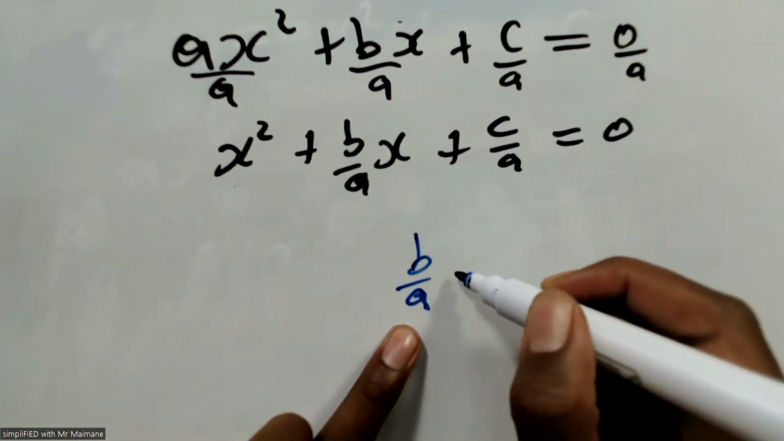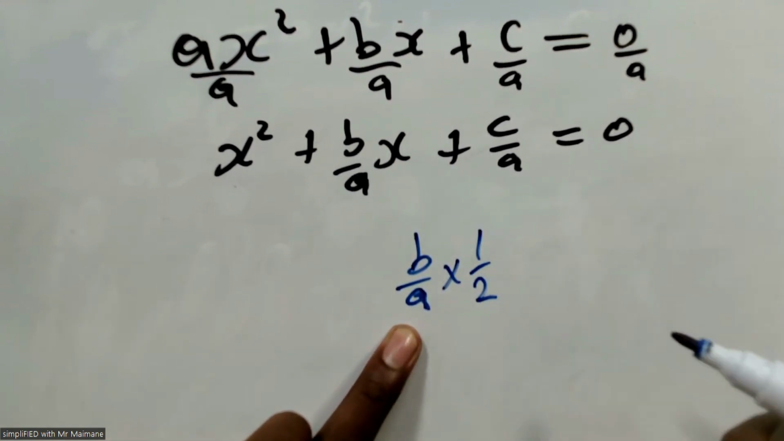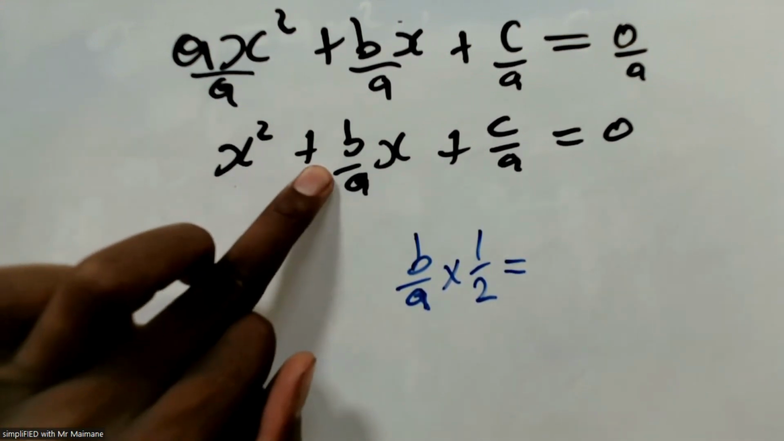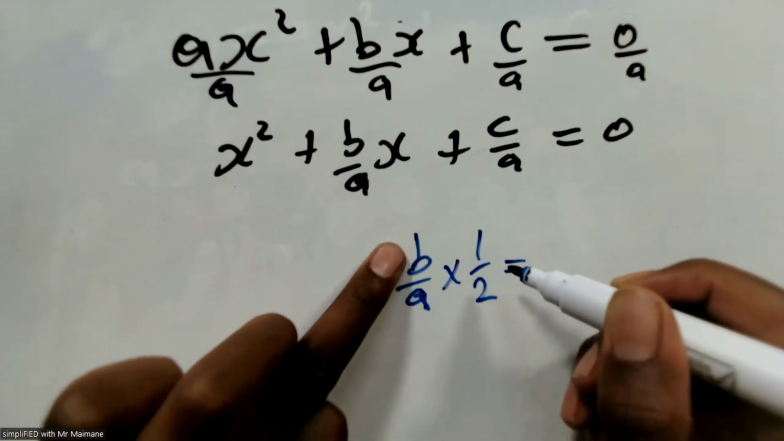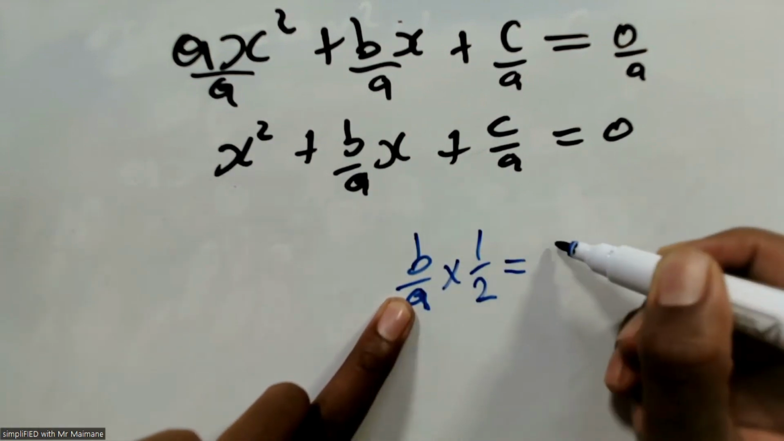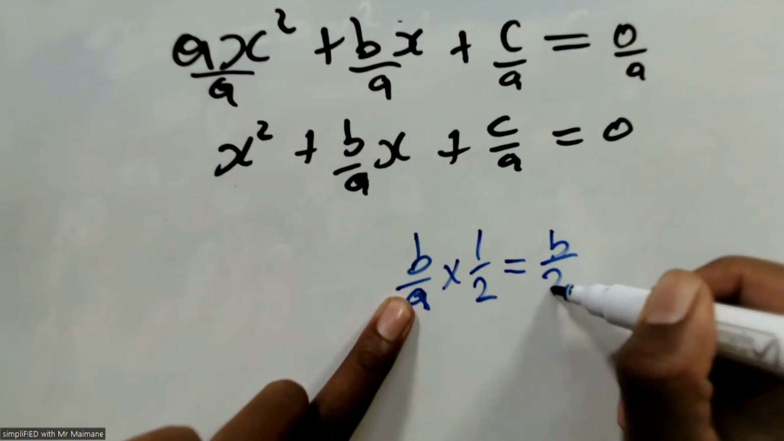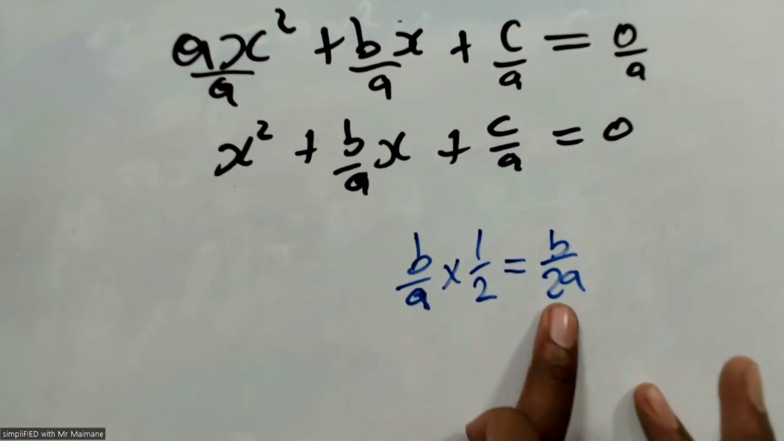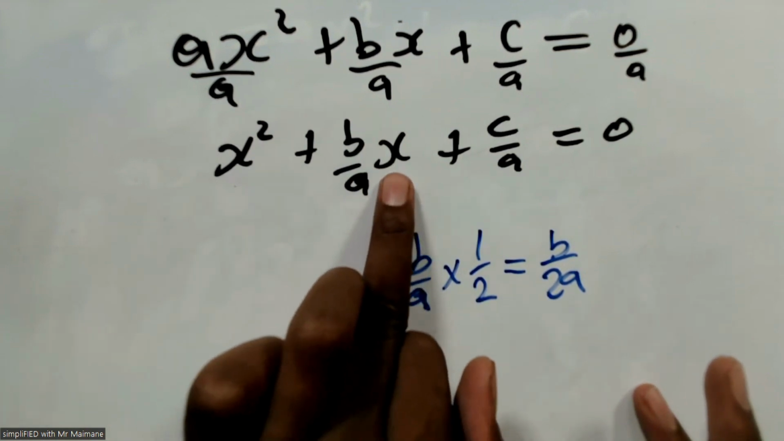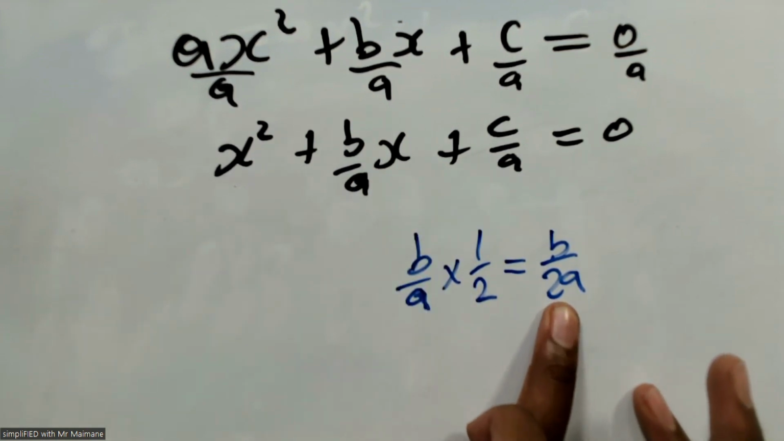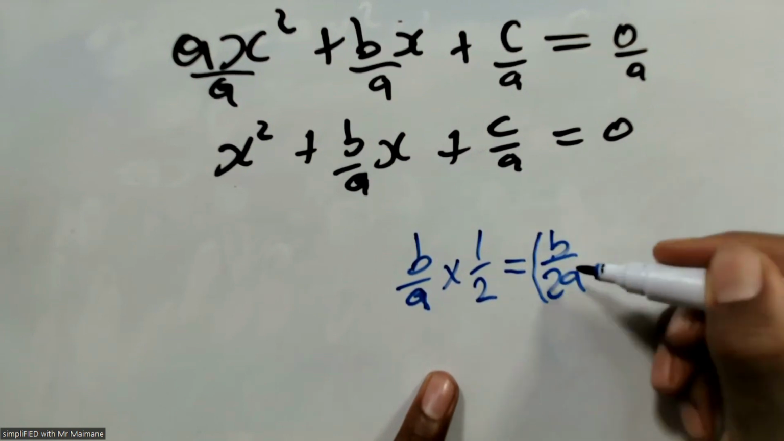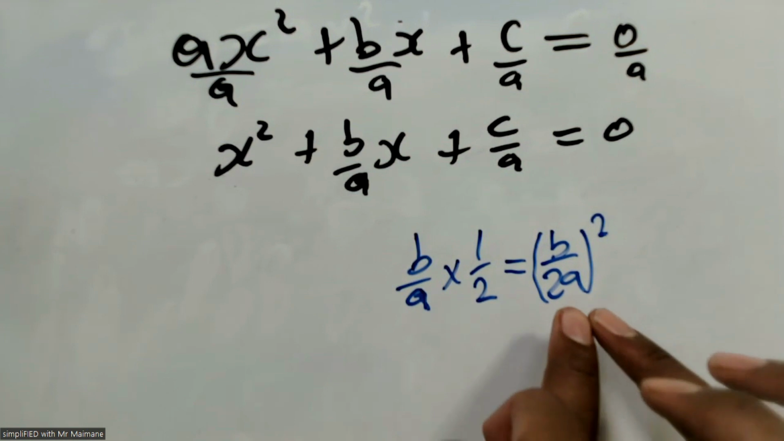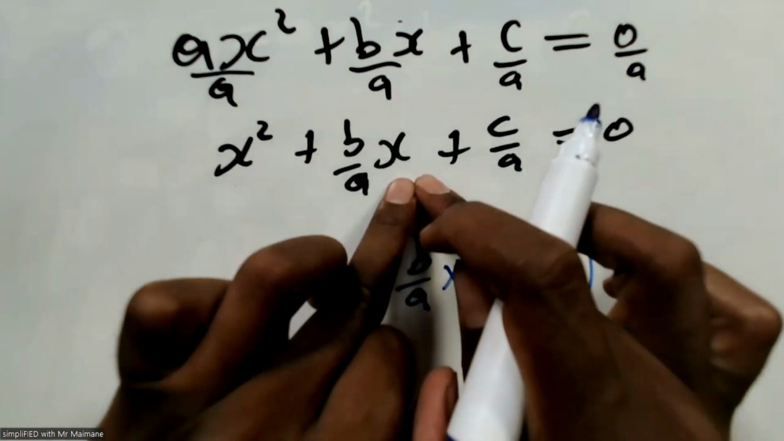To get half of anything, you just multiply it by half, 1 over 2. That's how you get half of anything. So half of the coefficient of x is b over a times half, so 1 times b is b over 2a. This is half the coefficient of x. But then I have to square it. After I square it, I will add and subtract the square of half of that in this equation.